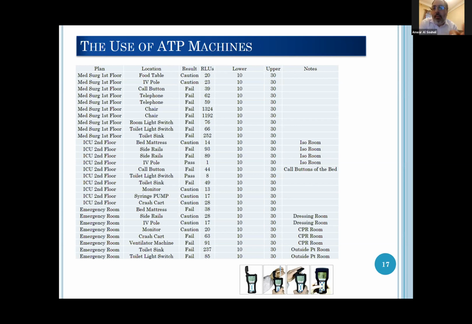By the way, this ATP machine is linked to an email system. Once you have the results in the machine and it is connected to the computer, all the results will be directed to the emails of the individuals. Okay, next, please.